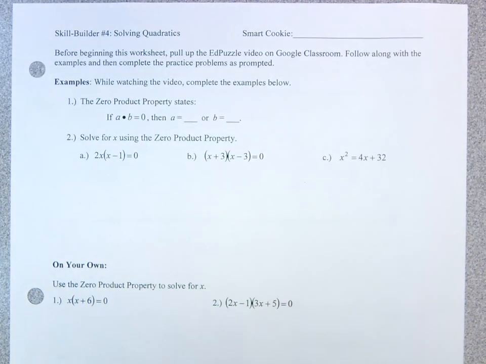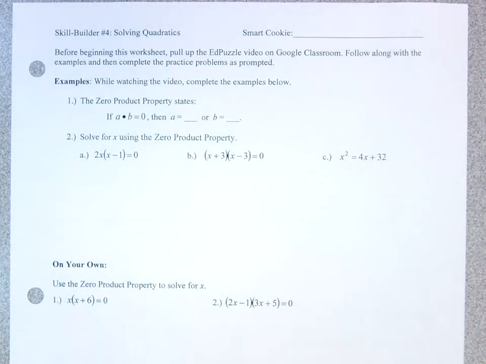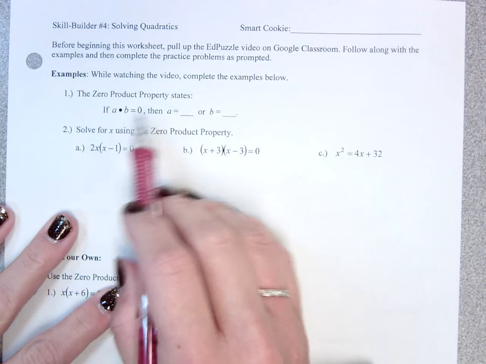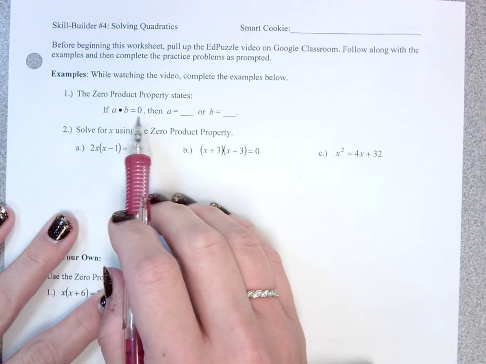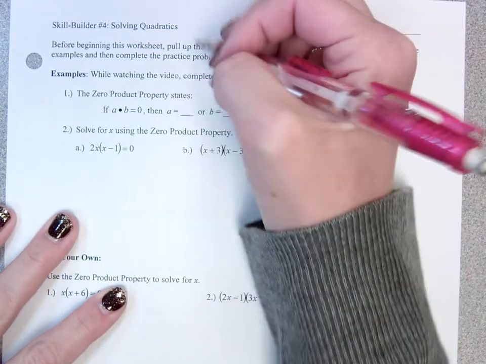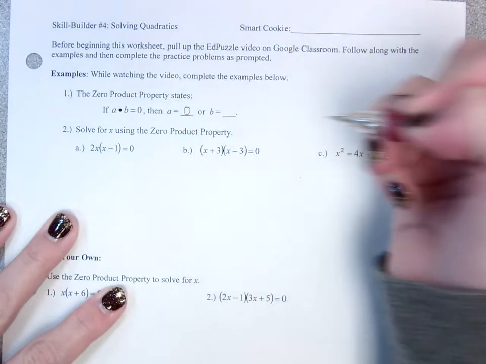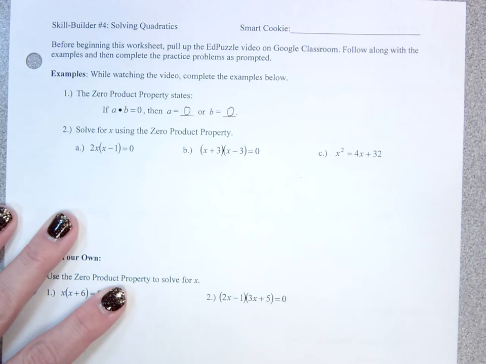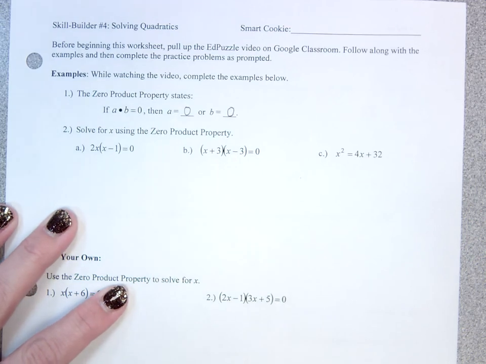Okay, this is Skill Builder number 4 on solving quadratics. The first example talks about the zero product property. So for the first one, the zero product property states if A times B equals 0, then A equals 0 or B equals 0. When we apply this in number 2, we're solving for x using the zero product property.